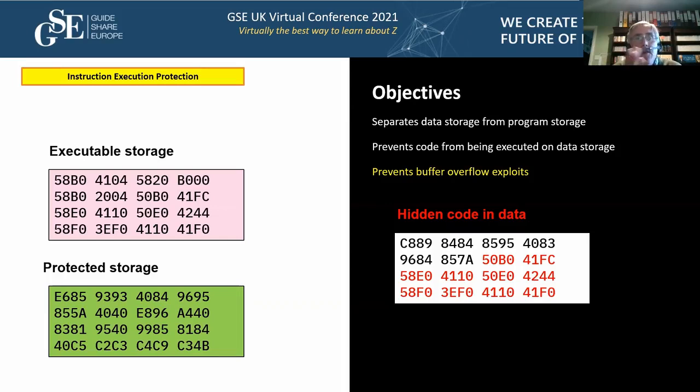Now, the threat that you've got before instruction execution protection is you hide some code in the data and then somehow have a program which branches to that data and executes code which has never been approved to be run on the system. So in this particular case, you can see that I've introduced some well-known instructions in a piece of data in red.